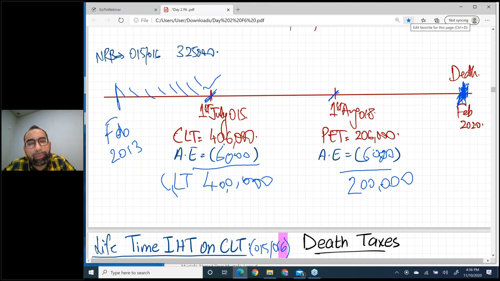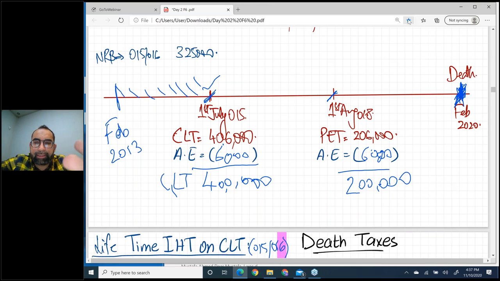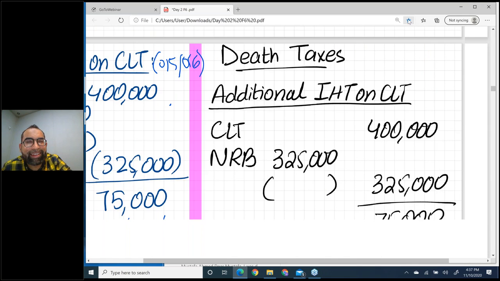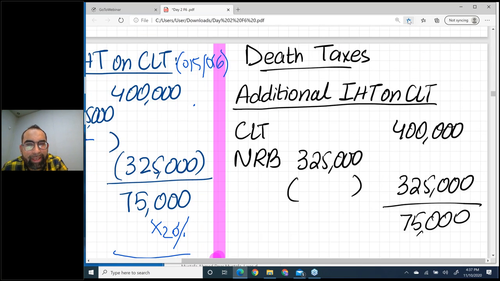You get again an NRB of 325,000. And for the 19-20 fiscal year, the NRB is again 325,000. There is a fixed NRB you have to learn, that is 325,000, right? And now we have to do working from zero. Okay, so these are the death taxes. I have used the black pen for death taxes.